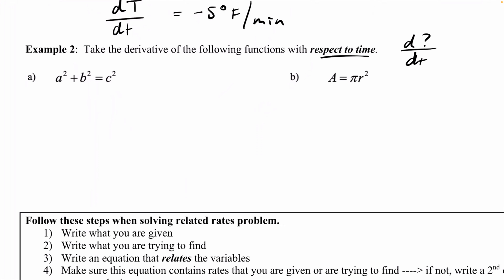So what's the derivative of a squared? 2a, d something. I just found the derivative of a, right? So it'd be dA over dt. Plus b squared, whose derivative is 2b, and that would be dB over dt. And then the last thing is c squared, so that would be 2c dc over dt.